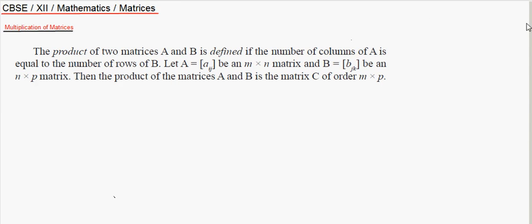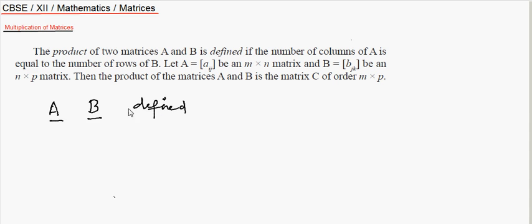Hello friends, today we will see the product of matrices, or multiplication of matrices. How do we find the product whenever two matrices are given? The main condition to be met before finding the product of matrices A and B is to check whether the product AB is defined.